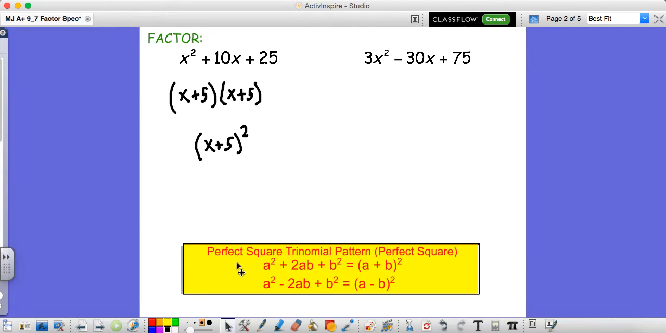So here we have that the perfect square of a trinomial pattern is if you have something that looks like a squared plus 2ab plus b squared. So a in this case would be 1. 1 squared plus 2ab, so 2 times 5 times x, plus b squared, 5 times 5. You can just simplify that right away to just a plus b squared. So just x plus 5 squared.